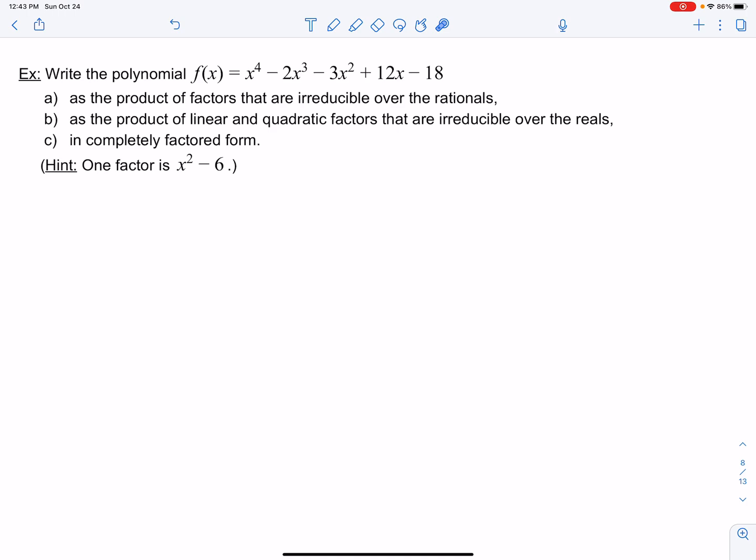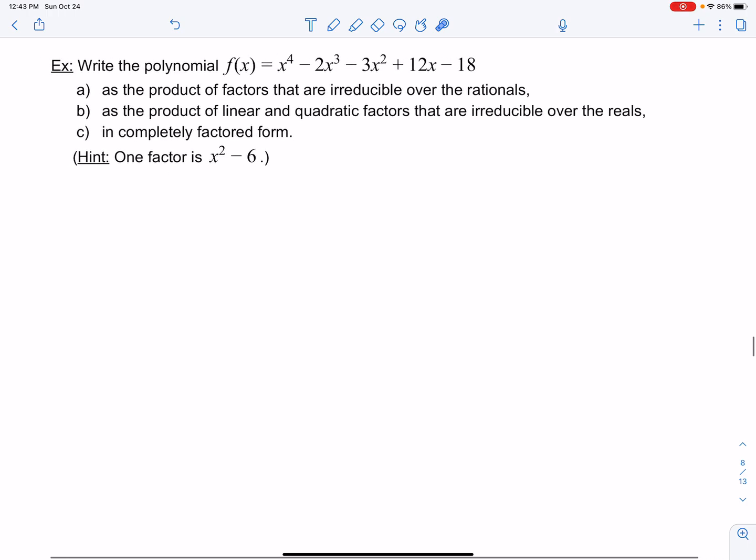So we are going to look at the polynomial function f of x equals x to the fourth minus 2x cubed minus 3x squared plus 12x minus 18. And I'm even giving you the hint here that one of the factors of this is x squared minus 6. So since we know one of the factors of this, we could divide this polynomial by that factor.